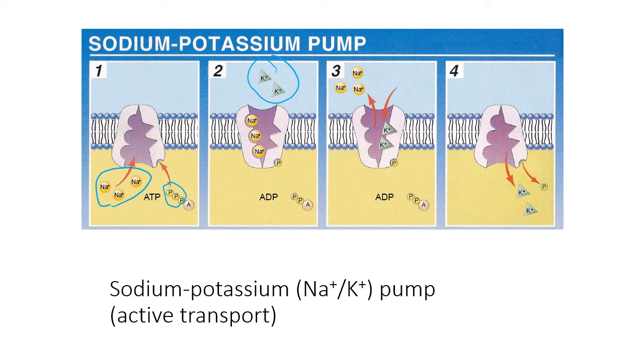And it's going to be a pump to where always we get 3 sodium out and 2 potassium in. And so it's always going to have this situation where we're pumping sodium out and potassium in a ratio of 3 to 2. And so 3 sodiums out, 2 potassium in. It does require energy here, so we do need ATP in order to have this occur.